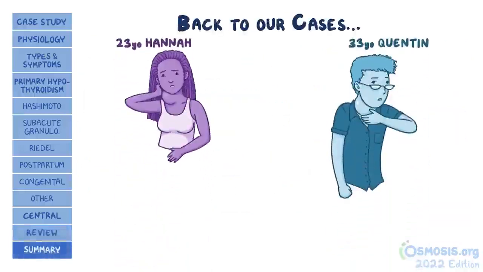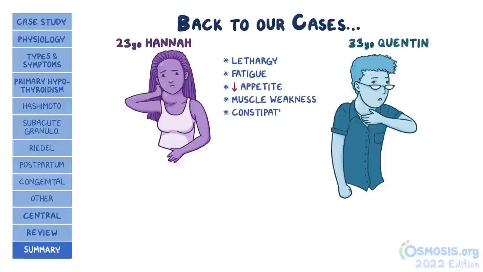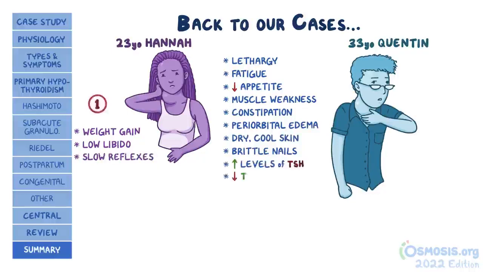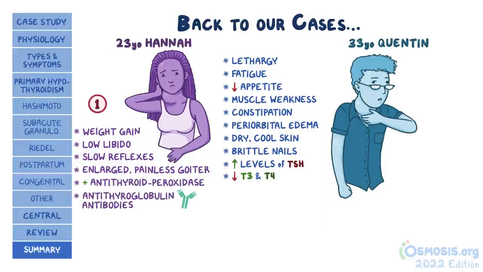Okay, back to our cases. Hannah came in with the classic symptoms and signs of hypothyroidism, like lethargy, fatigue, reduced appetite, muscle weakness, constipation, along with weight gain, low libido, periorbital edema, dry, cool skin, brittle nails, and slow reflexes. Lab tests confirmed primary hypothyroidism because they showed high levels of TSH along with low levels of T3 and T4. She also had a moderately enlarged, painless goiter, and this, along with the positive antithyroid peroxidase and antithyroglobulin antibodies, makes the diagnosis of Hashimoto's thyroiditis.